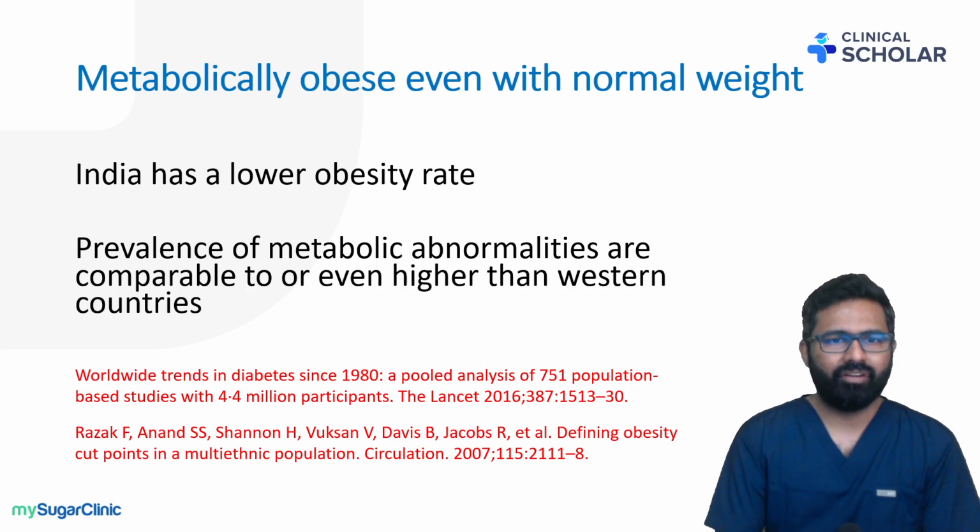Generally, Indians have a lower rate of obesity when compared with Western counterparts. But the prevalence of various metabolic abnormalities like diabetes, dyslipidemia, hypertension, fatty liver, etc. is the same or even more when compared with Western countries. What could be the reason? It is because of this that we say Indians are prone to be metabolically obese even with a normal weight.